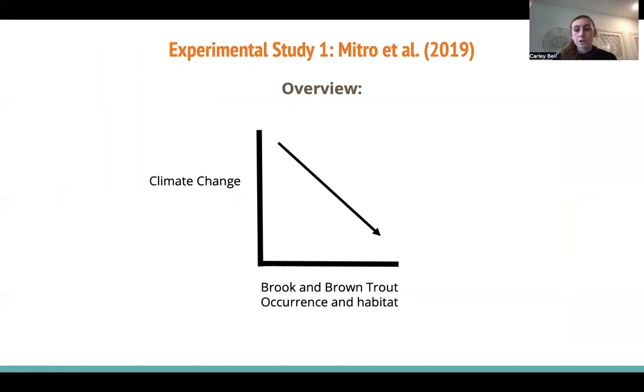So overall, this is just another overall picture of the results. This was not a figure from the paper. This was just one that I made to show the overall theme. But overall, the main thing to take away is as climate change increased, brook and brown trout occurrence and habitat decreased. Climate change increased the temperature and the flow regime, and it in turn made brook and brown trout lose habitat.